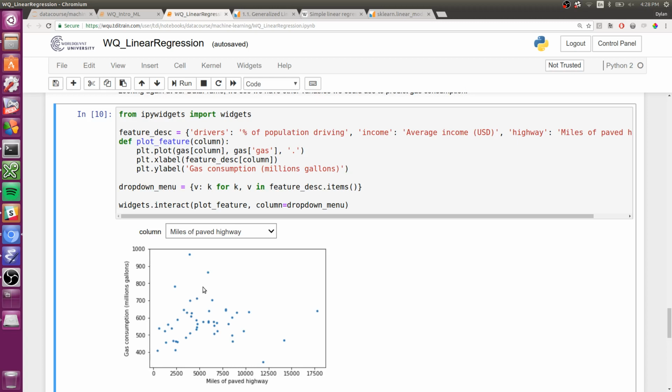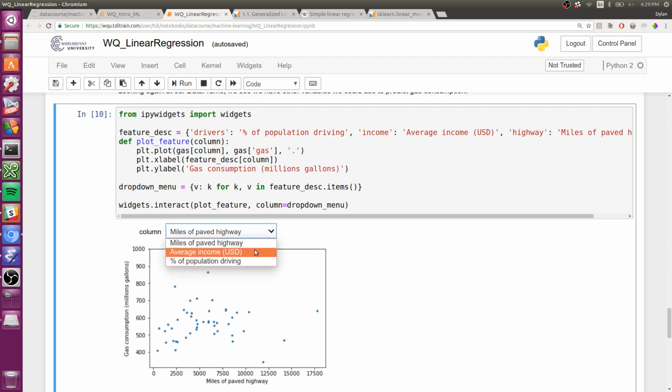So, for example, miles of paved highway, it's not very clear. It appears like it at first maybe increases the level of gas consumed and then decreases. But even that, it's somewhat hard to say. There's a lot of scatter. The points are kind of spread out. And it's hard to really say what the trend is at all here.